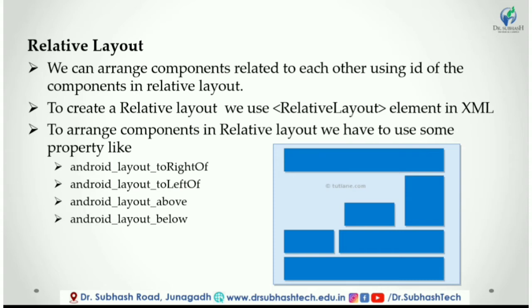To arrange components in relative layout, we have to use some properties like android:layout_toRightOf, android:layout_toLeftOf, android:layout_above and android:layout_below.